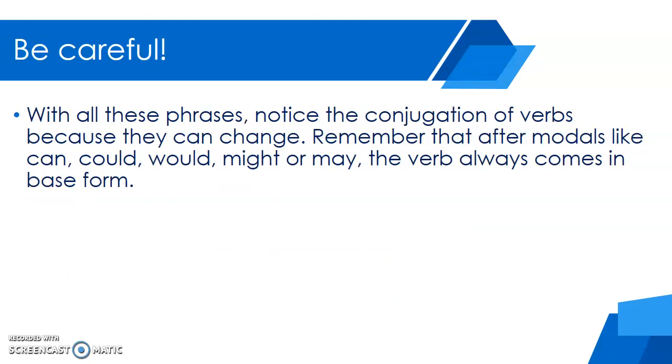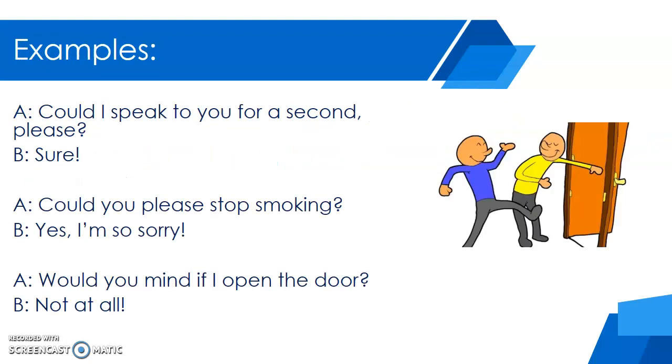And be careful. Notice the conjugation of verbs, as I already mentioned. Remember that after modals like can, could, would, might, or may, the verb always comes in base form. So be very, very careful with that. All of these are modals. Whenever you're using, for example, would you mind? That's a modal. Can, could you, may I, okay? So the verb goes in base form.